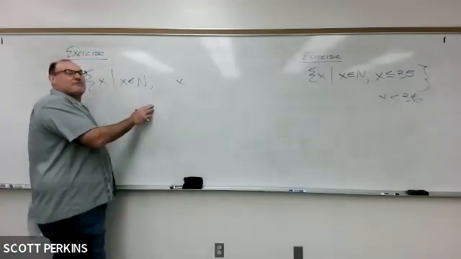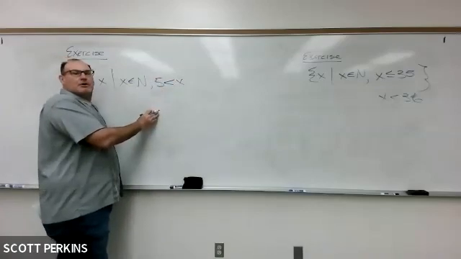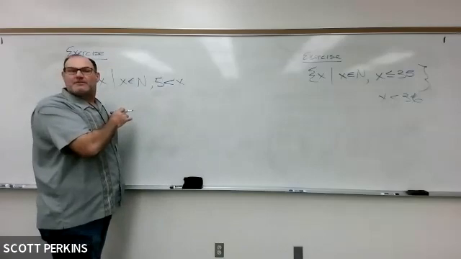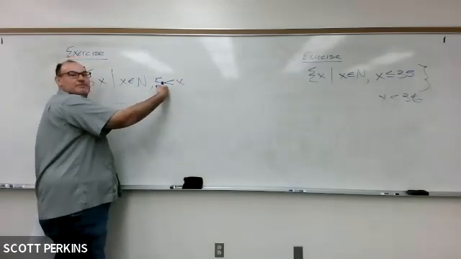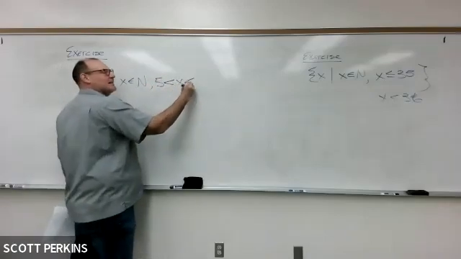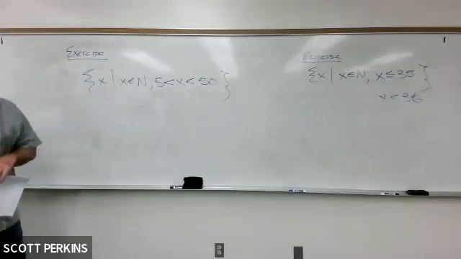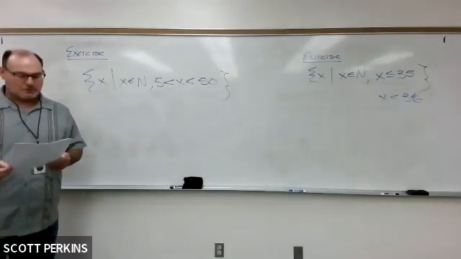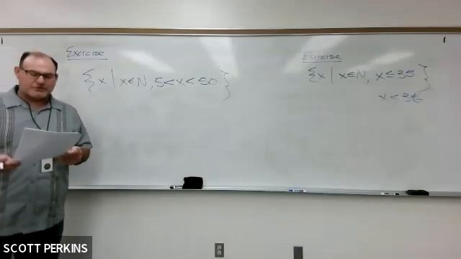So between 5 and 50 means that it's going to be greater than 5. Notice you always read from the vantage point of the x. So when I'm reading this way, x is greater than 5. And then when I go this way, it's got to be less than 50. There's my conditions. Do the next exercise, please.